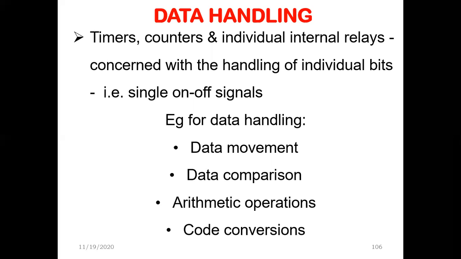So single on-off signals. Examples of data handling: data movement, data comparison, arithmetic operation, and code conversion. These are the data handling processes. Normally, in the microprocessor, we discussed data transfer instructions and arithmetic instructions. Same here, how they are handled in the PLC: data movement, data comparison, arithmetic, and code conversions.